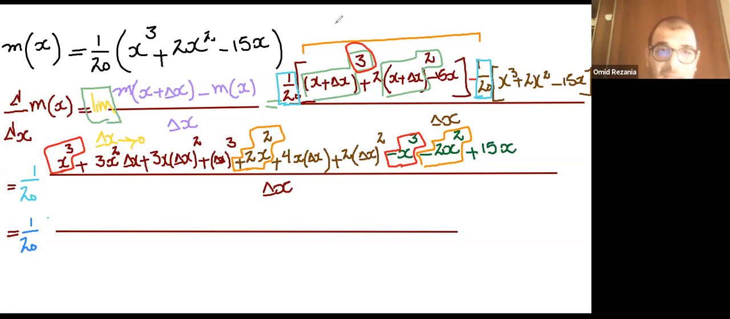Then I'm going to come here to write my terms, term by term. But remember, the thing which I do is that in all the terms which are left, I have 3x squared delta x. I have 3x delta x squared plus delta x to the power 3. I have 4x delta x. I have 2 delta x squared, and I have plus 15x. These are the terms which are left, which it seems that, guys, I made a mistake. Guess where is the mistake?